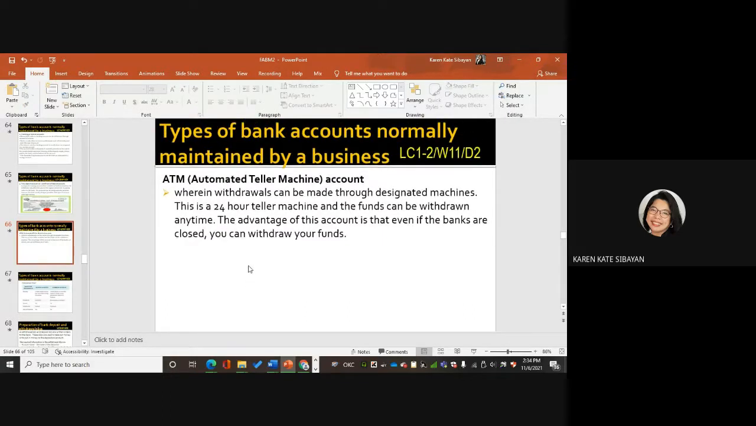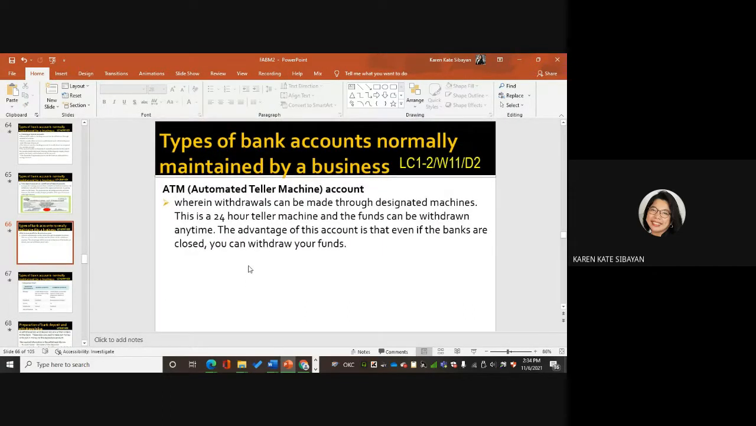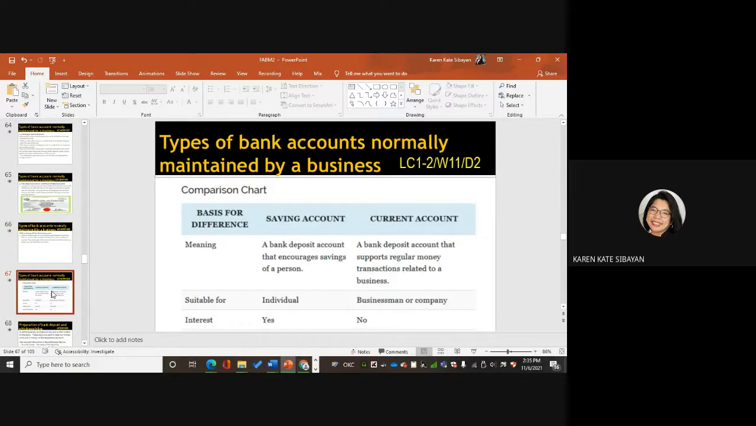O si kuya mo. Another class is the automated teller machine account. So where withdrawals can be made through designated machines. So this is a 24-hour teller machine and the funds can be withdrawn anytime. So the advantage of this account is that even if the banks are closed, you can withdraw your funds.